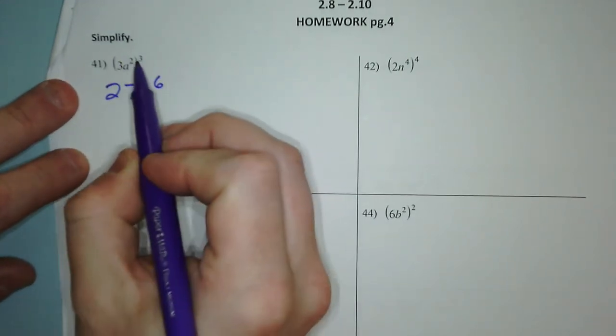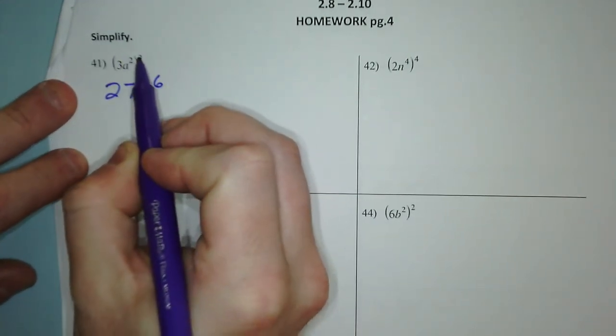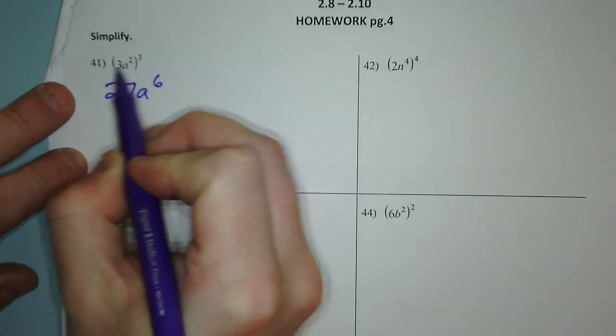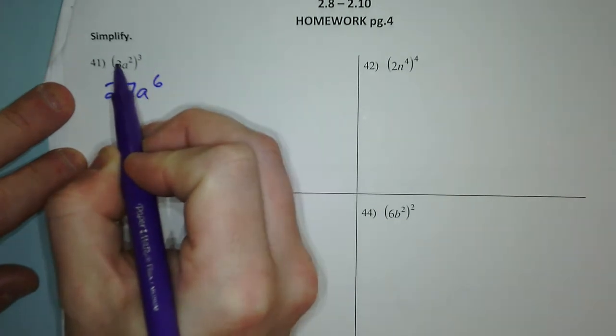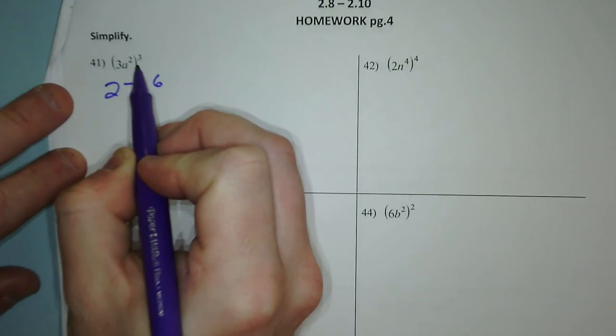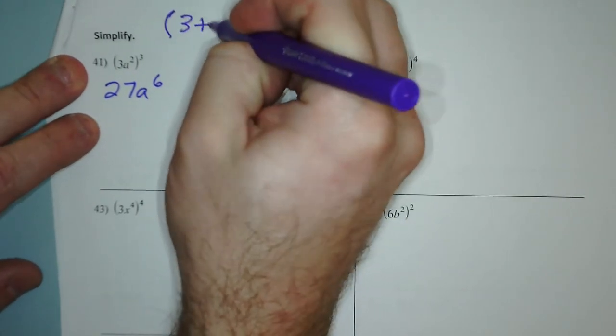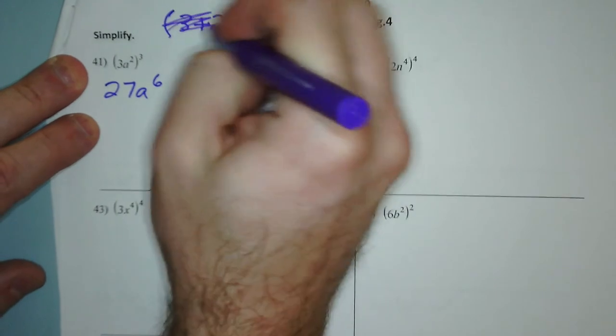So all you have to do here, gang, is take this outside power and apply it to the 3 and the a squared, you know what I mean? I would like to make a quick comparison to something different.